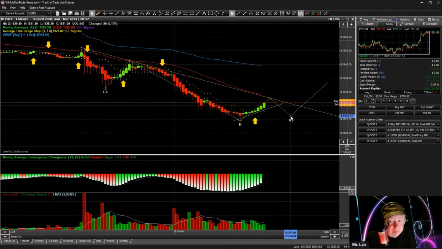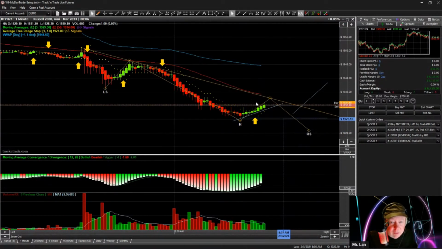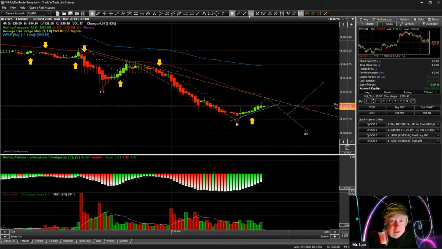Now, if it comes down and breaks, the right shoulder is supposed to stay above this low right here. If that right shoulder breaks and falls down, then we're going into the third drive. But as long as it holds above there, if it holds above and goes up and breaks again to the high side, breaks that natural trend line, that would be our buy signal right there.